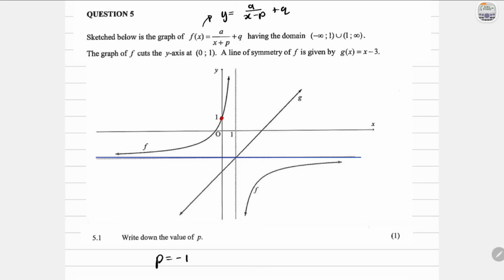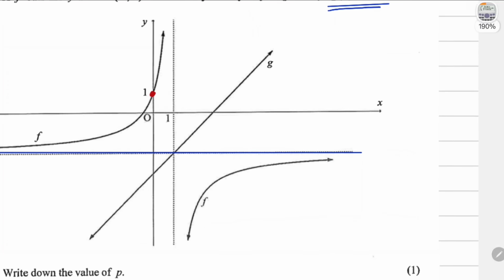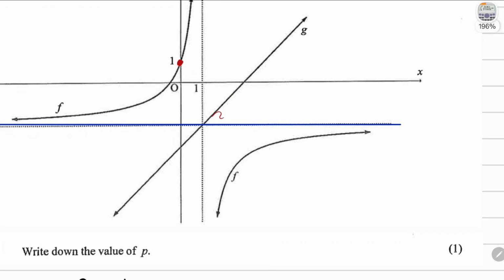Okay, so what other thing did they give us? Well, they told us about the line of symmetry, which is a very good piece of information that we can use. Because the thing about the line of symmetry, do you see that it also passes through your asymptotes? Meaning here at this point, the x value is 1 and the y value is whatever the horizontal asymptote is, that y value. So how do we find it?